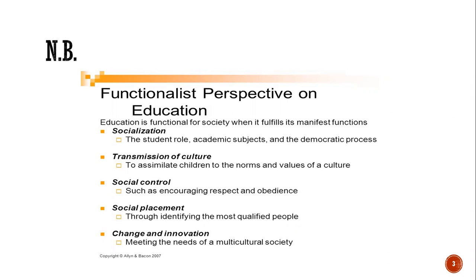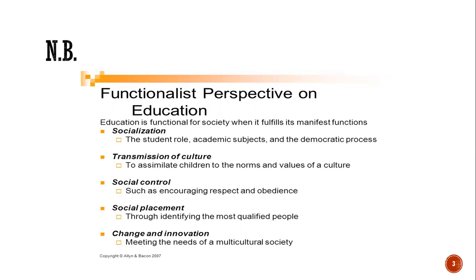This functionalist perspective will guide us and give the prescription for how to show respect and obedience. That means how to obey, how to show respect to the rules, to the people, all these things. Then social placement, also from the functionalist perspective, helps us to understand it. Social placement means where I will place myself, where I will identify myself in society. Through identifying the most qualified people, we are going to judge people according to their quality. We are going to place people according to their quality.